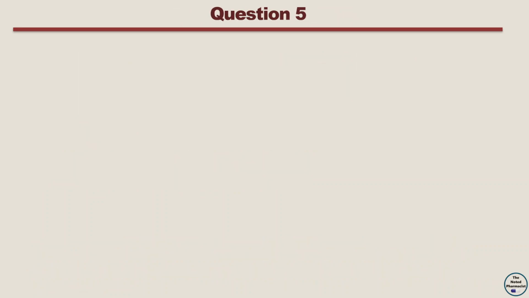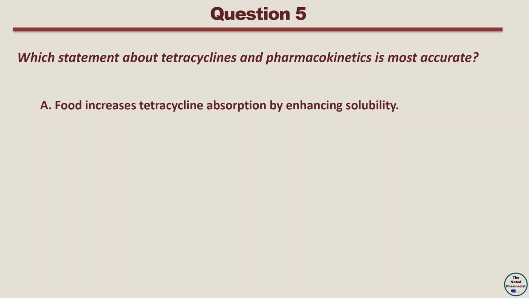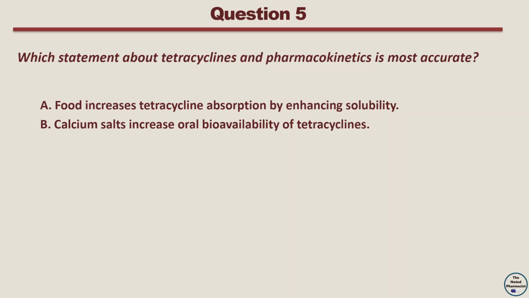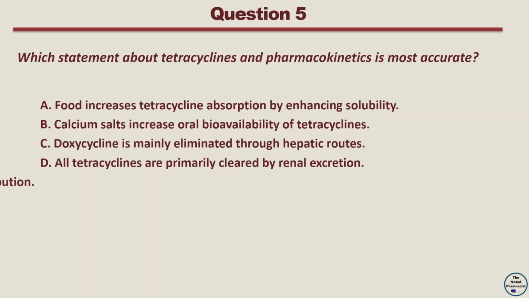Question 5. Which statement about tetracyclines and pharmacokinetics is most accurate? Option A. Food increases tetracycline absorption by enhancing solubility. Option B. Calcium salts increase oral bioavailability of tetracyclines. Option C. Doxycycline is mainly eliminated through hepatic routes. Option D. All tetracyclines are primarily cleared by renal excretion. Option E. Tetracyclines have poor tissue distribution.